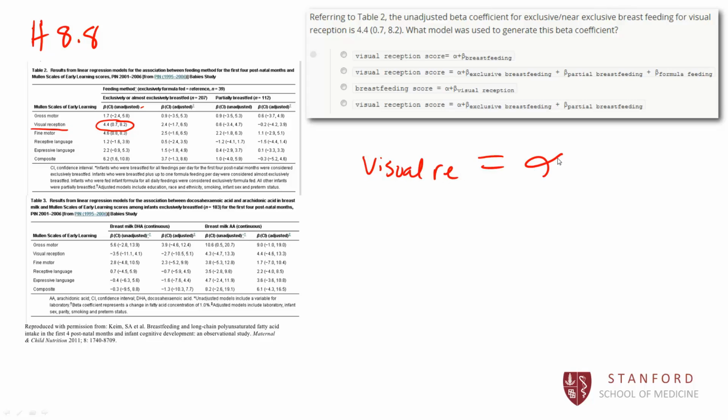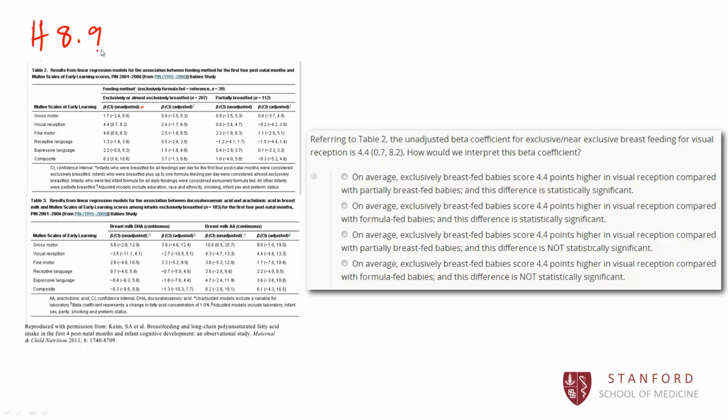So our visual reception scores outcome is going to be equal to some intercept plus the beta for the exclusive breastfeeders plus the beta for the partial breastfeeders. And I'm assuming, and it tells us actually in the table, that the reference group is the formula fed group, so that's why those are captured in the intercept. The correct answer here is B.